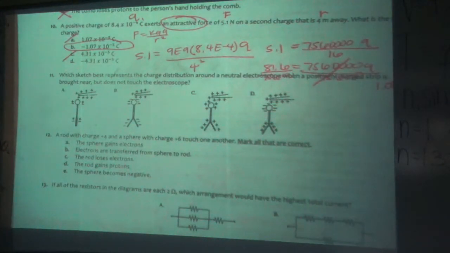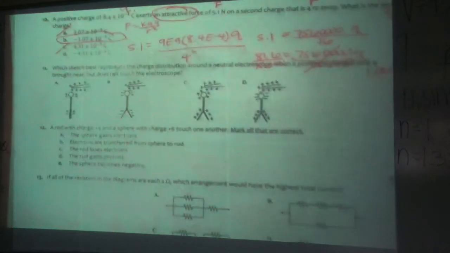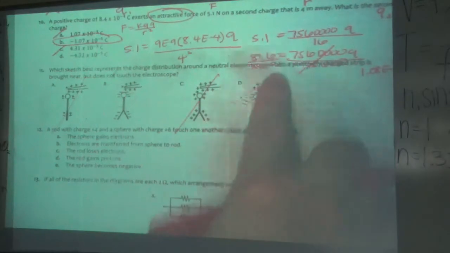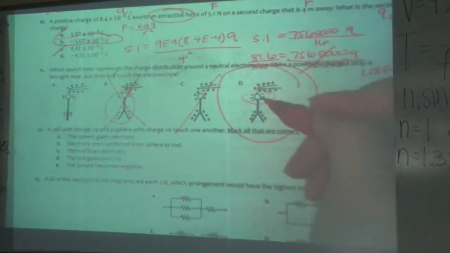A neutral electroscope, when a positively charged strip is brought near. So we know if you bring a positive, the electrons are going to come up, so we can cross off these because it should be negative at the top. But it says it's a neutral electroscope. Well, the electroscope is this part. That's not neutral, that's negative. Here, this is neutral because it has negative on top, positive, that would balance out.